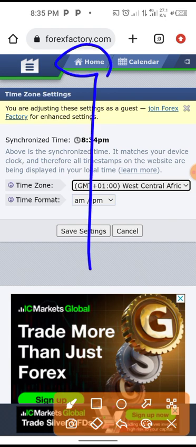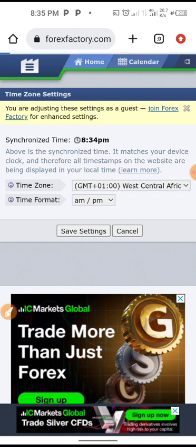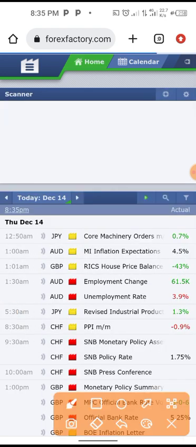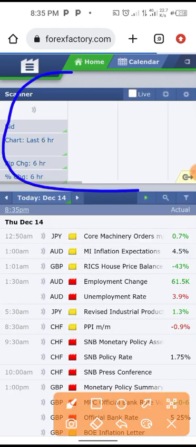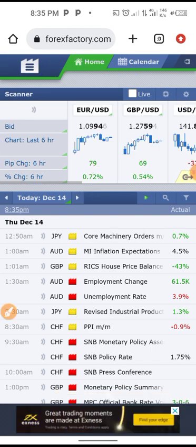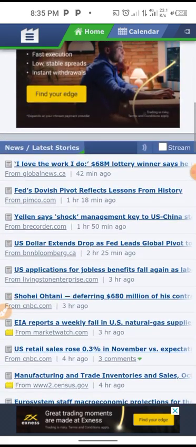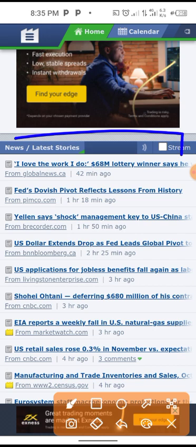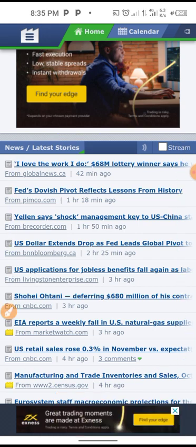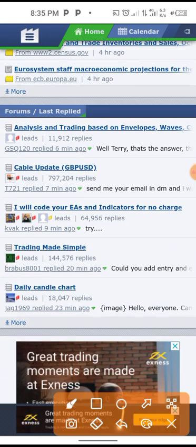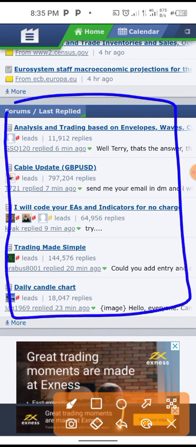Let's go back to the home page, forexfactory.com. Now, when you get to the home page, you are seeing so many things. You see the scanner. You can go on YouTube and watch about this particular Forex Factory news and learn about it. You can see some other stories, some other news. You can see some forums. These are discussions by forex traders, people coming to talk about a particular issue.